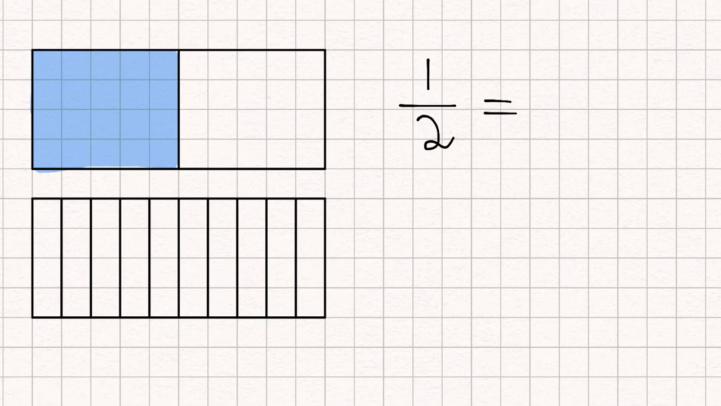How many pieces make up a whole on this bottom fraction? It's 1, 2, 3, 4, 5, 6, 7, 8, 9, 10. In this bottom fraction, 10 pieces make a whole. Okay, so let's find an equivalent fraction. How many tenths are equivalent to 1/2? So let's start on the denominator here.